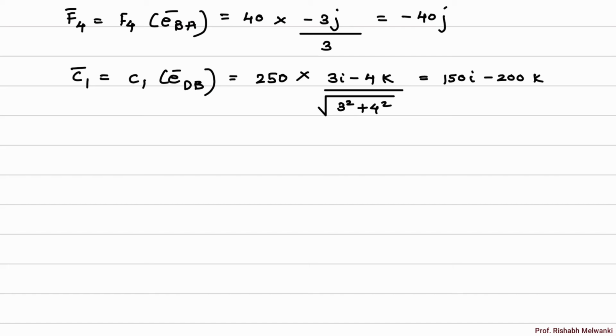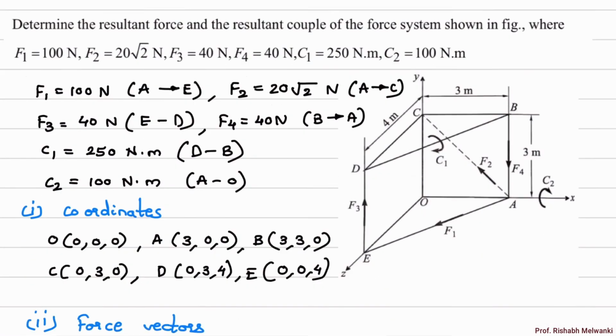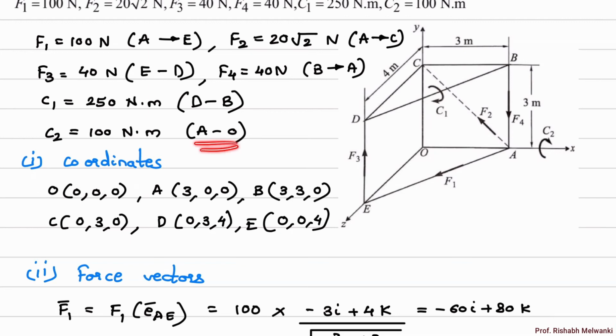The last vector remaining is couple vector C2. This will be C2 into the unit vector. What is the direction of C2? Again from the right hand thumb rule, it is A to O.